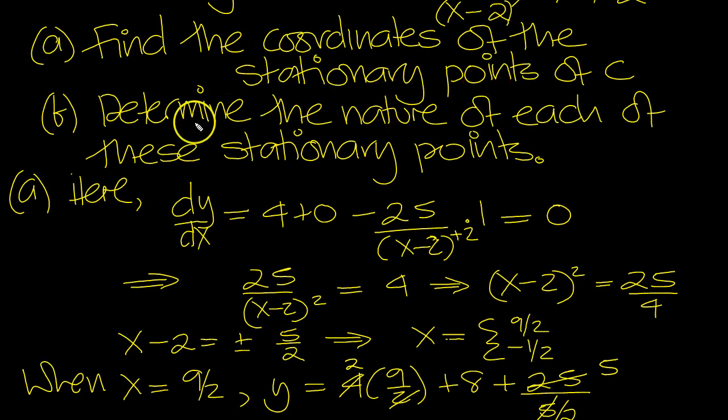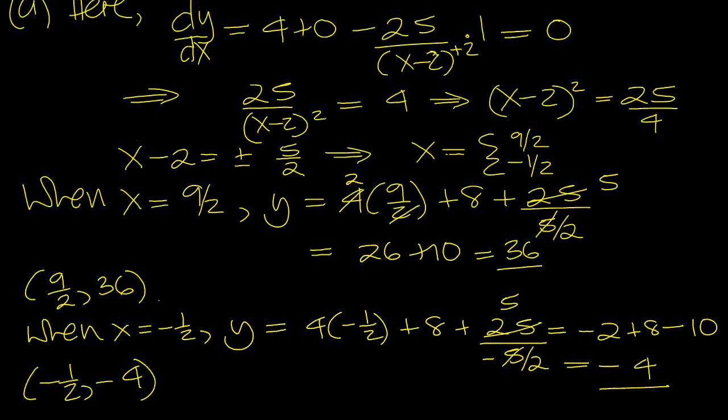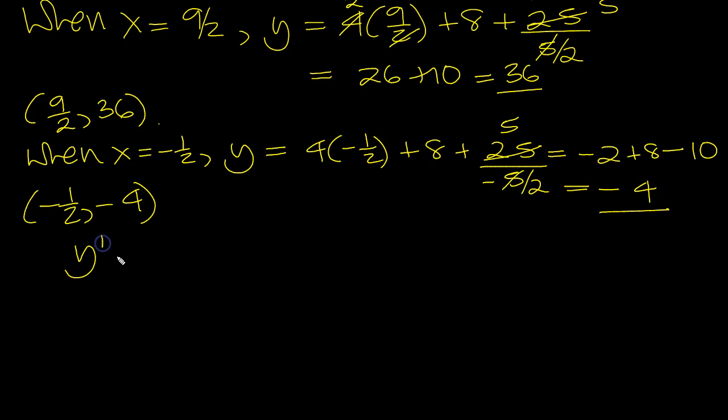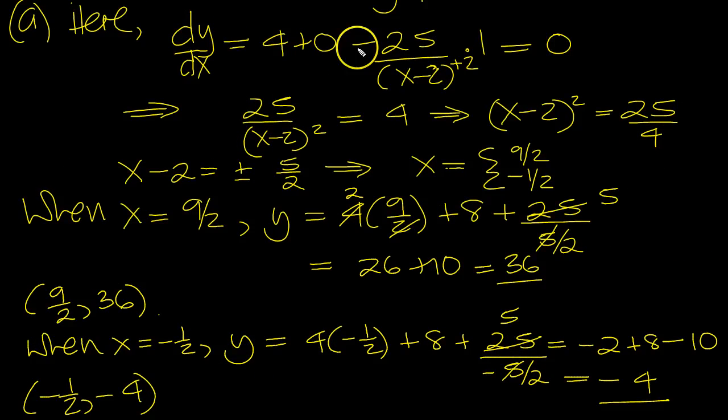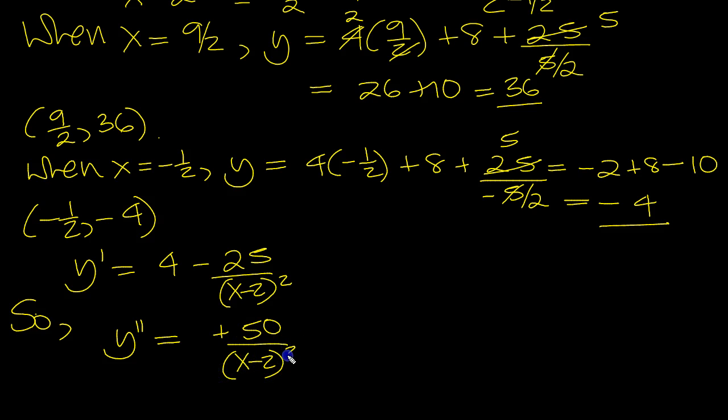So we've done the coordinates of the stationary points. Determine the nature of each of these stationary points then. So we need the second derivative. The first derivative, dy/dx, is 4 minus 25 over (x - 2) squared. So y double dash then, the second derivative, this goes to 0. This is something to the minus 2. The minus 2 comes here. We get plus 2 25s are 50 over (x - 2) cubed, multiplied by the something differentiated, which is 1.